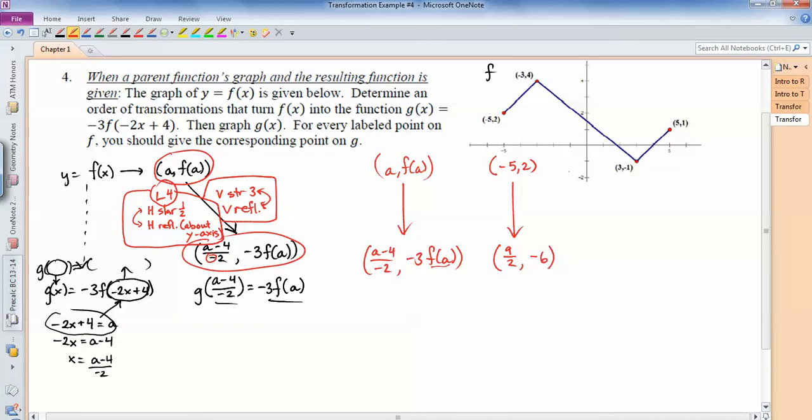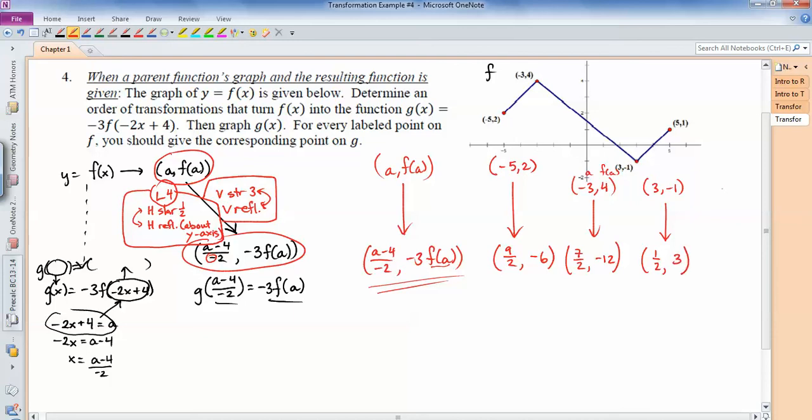Okay, another point on here is negative 3, 4. So if I plug that in, this is my a, this is my f of a. Negative 3 minus 4, negative 7 over negative 2 is positive 7 over 2. And then when I plug in the 4, it's negative 3 times 4, because 4 is my f of a, negative 12. And then I've got the point 3, negative 1. And so that's going to turn into, let's see, 3 minus 4 over negative 2, so negative 1 over negative 2, positive a half. And positive 3. Negative 3 times negative 1 is positive 3.